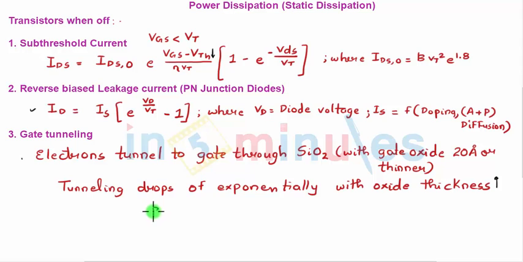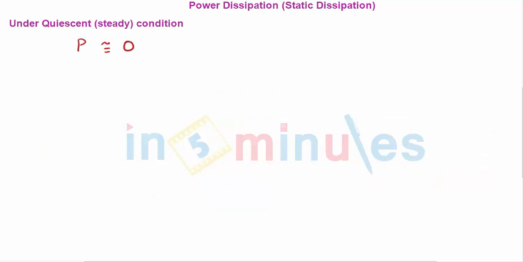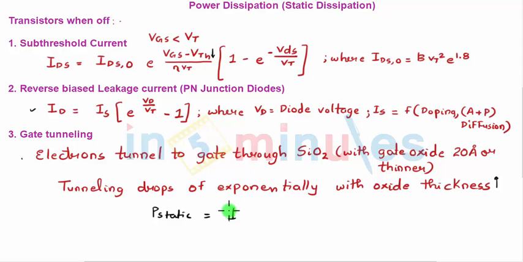Because for P static, now we know that there is no supply current, right? We saw that in a CMOS inverter or in a CMOS circuit, there is no direct path from VDD to ground. So that current was 0 in quiescent condition. We saw that. So now P static is nothing but I static times VDD, and I static is nothing but leakage currents, which is either subthreshold, reverse bias or gate tunneling. Ideally, it's the summation of all three of them.